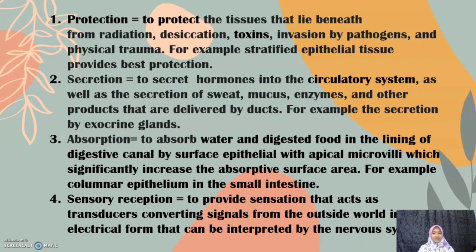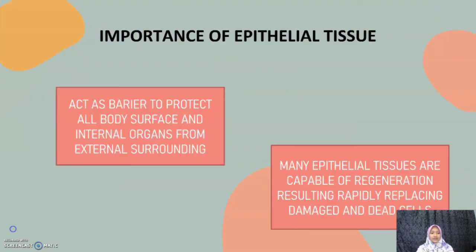Third is absorption. To absorb water and digested food in the lining of the digestive canal by surface epithelium with apical microvilli, which significantly increase the absorptive surface area. For example, columnar epithelium in the small intestine. And last is sensory reception, to provide sensation, acting as a transducer converting signals from the outside world into an electrical form that can be interpreted by the nervous system.